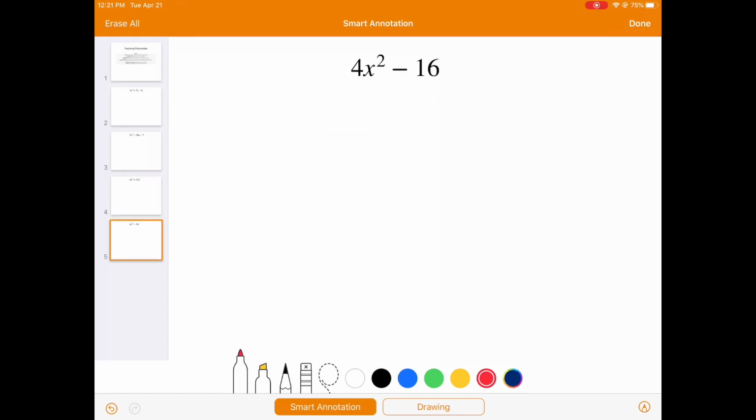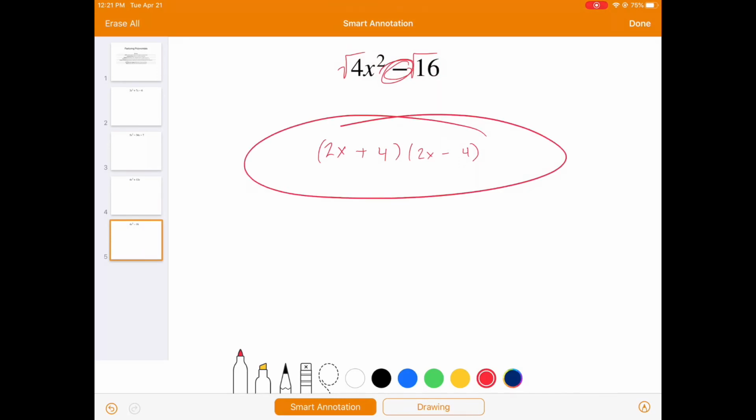And then lastly, we have this problem right here. If you look at this and you notice right away that both of these are perfect squares, this becomes super simple. All you have to do is take the square root of both of those terms, so of a and of c. The square root of 4 is 2. The square root of 16 is 4. And then, because this is a minus sign, one is positive, one is negative. And that's it. That's our answer.